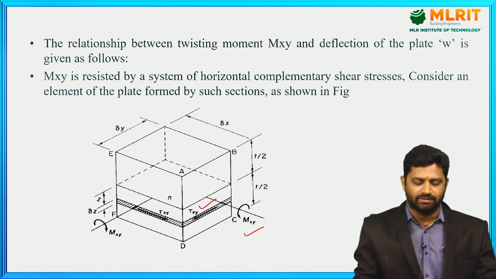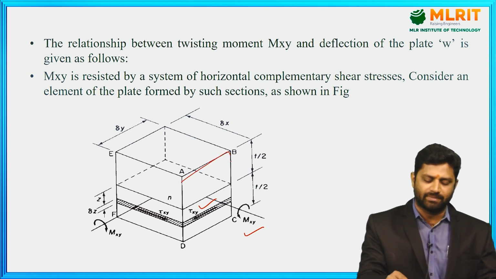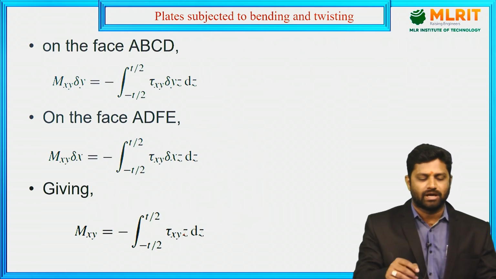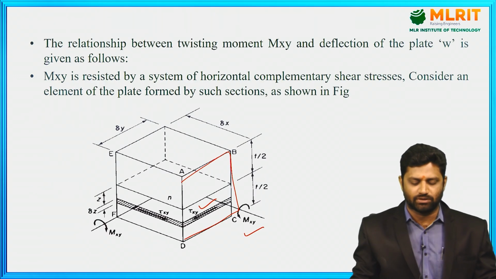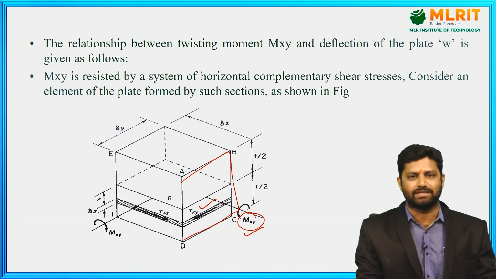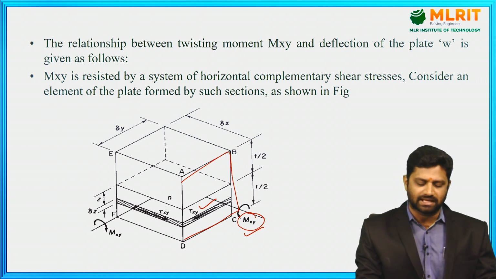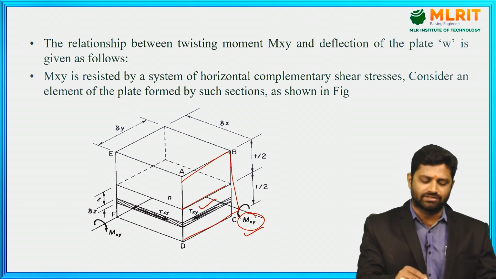We consider first the face A, B, C, D. On the face A, B, C, D, we write the applied moment, which is mxy. We know that we consider the twisting moment per unit length. Now this is acting on the length, which is, what is that length?